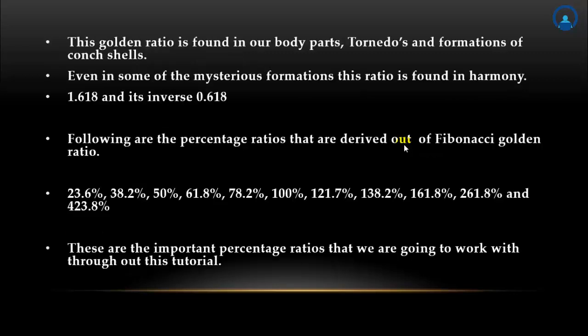So let's go ahead. This golden ratio of 1.618 is found in our body parts, in a tornado, the way its formation is spiral, and in the formation of conch shells. Even in some of the mysterious formations, this ratio is found in harmony. Hence 1.618 and 0.618, when applied on the market, gave some beneficial results.